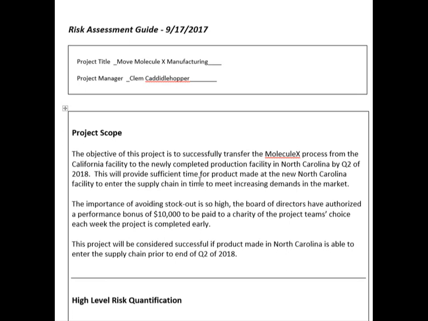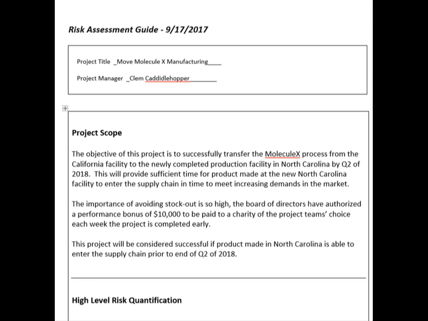In our project scope here, we specifically talk about the importance of scope and schedule. The importance of having the new completed production facility up and running by Q2 of 2018 to provide sufficient time for the product to be made and meet increasing demand.